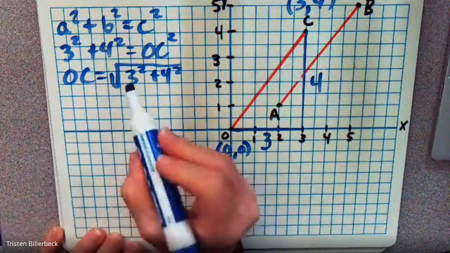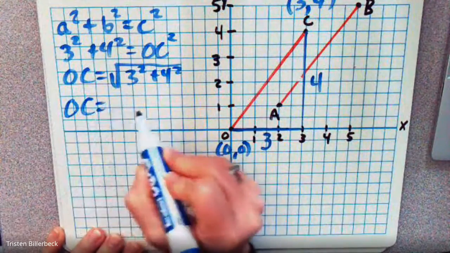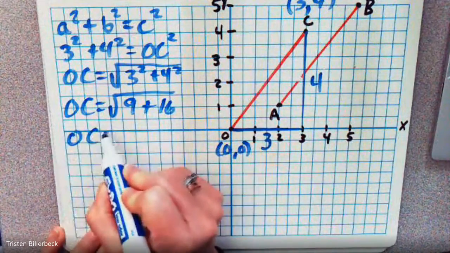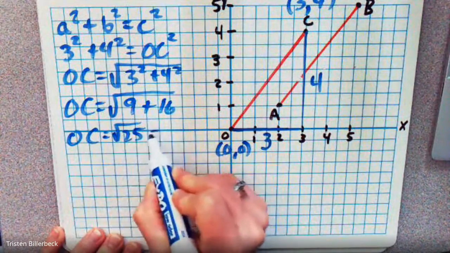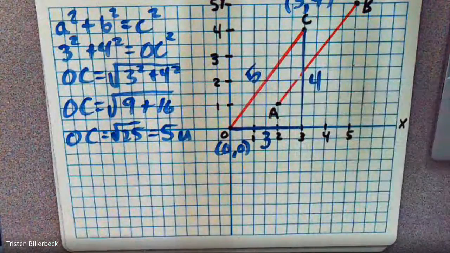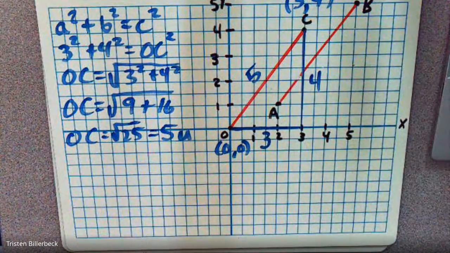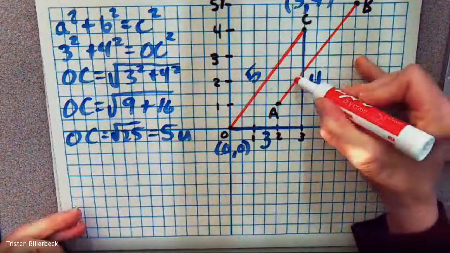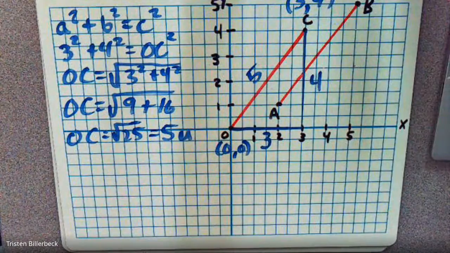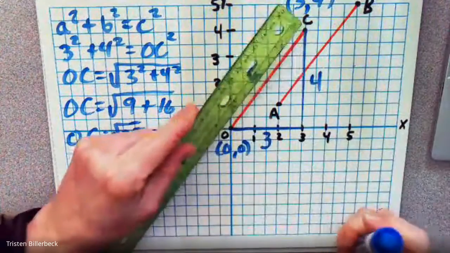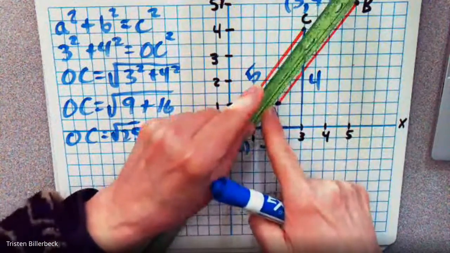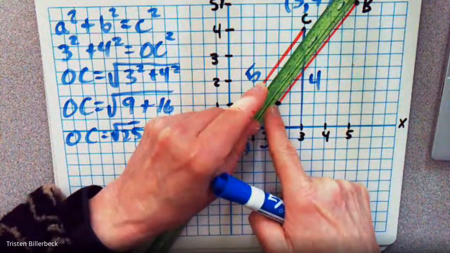Okay, so OC is going to be the square root of 9 plus 16, which gives me the square root of 25, which is 5 units. So now we know this is 5 units. Now if we take the same line, but we just move it away from the origin, so this line here is exactly the same length. Okay, so if we take a ruler and we're like, okay, that's going right here, and we take it and we measure it right here. Yep, they're the same length.